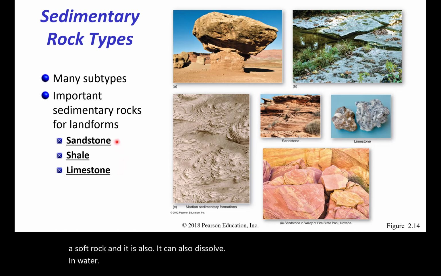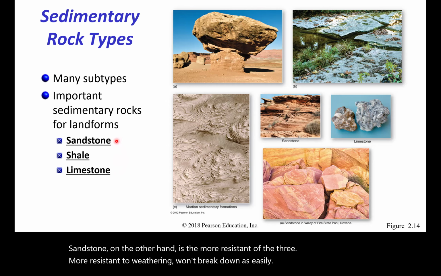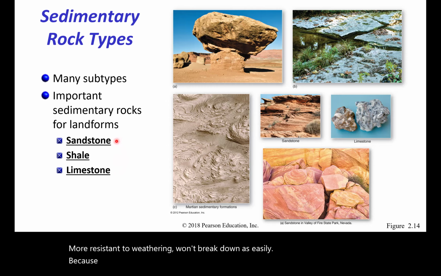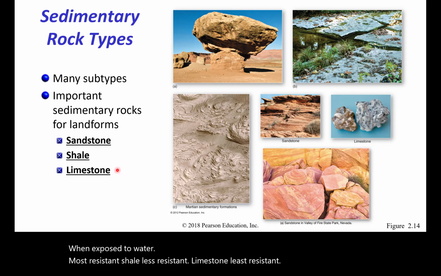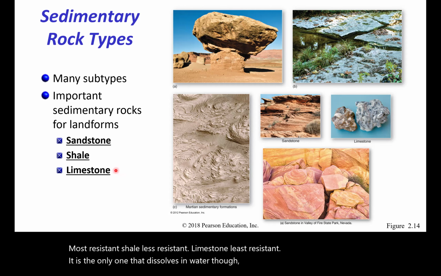Sandstone, on the other hand, is the most resistant of the three, more resistant to weathering, and won't break down as easily, because the glue that holds it together is a little bit more resistant. So when exposed to water, sandstone is most resistant, shale less resistant, limestone least resistant. It is the only one that dissolves in water, though, and that's because it's made of a dissolvable mineral named calcite.